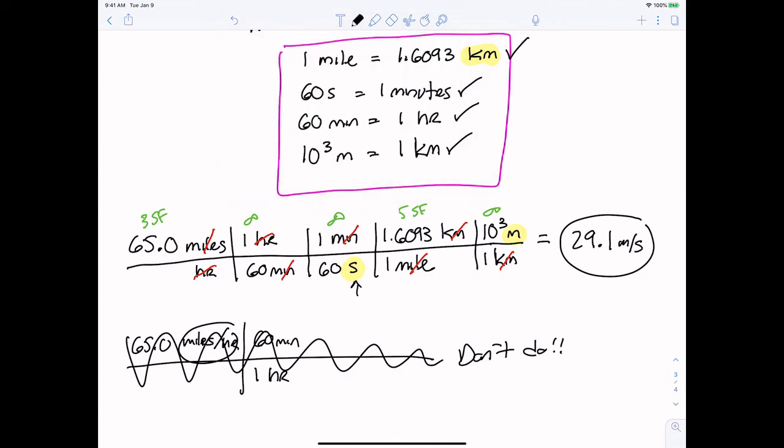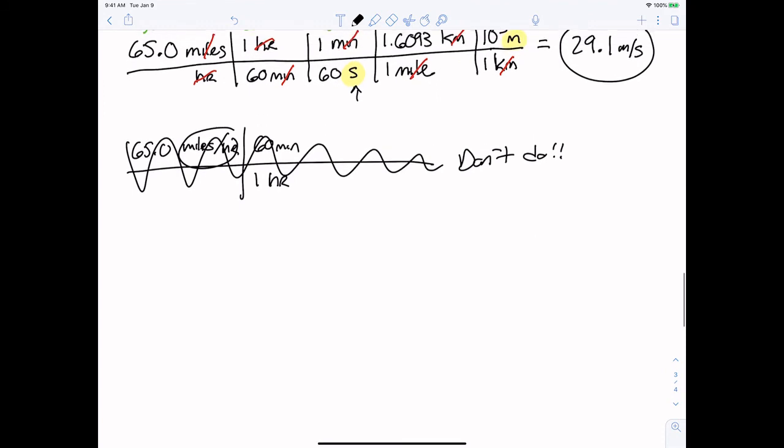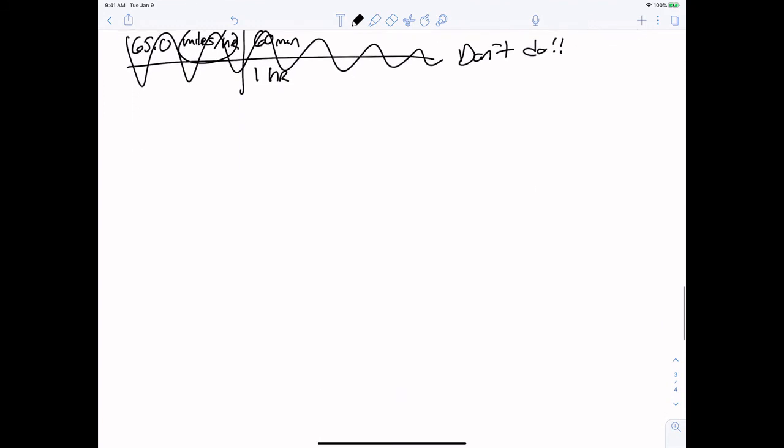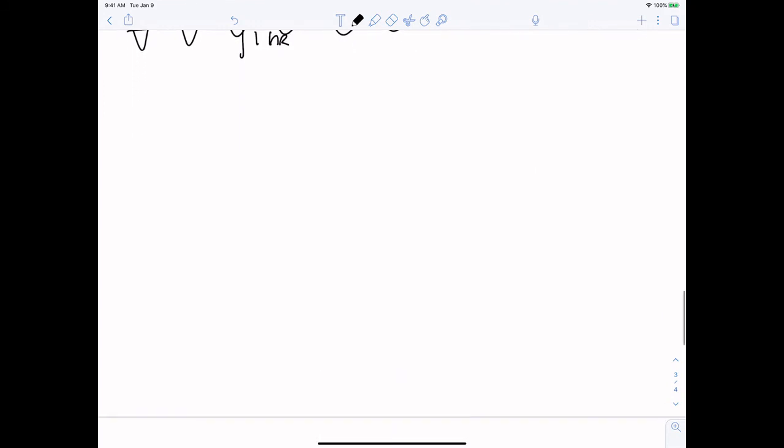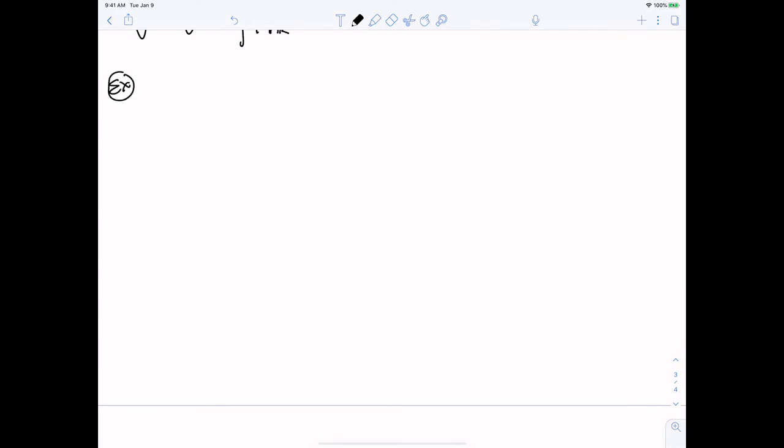I have one more example for us. This one's going to be kind of long, and then I will turn you loose to do this on your own. So this one, we're going to convert 2.70 grams per milliliter. And I'm going to convert this to pounds per foot cubed.